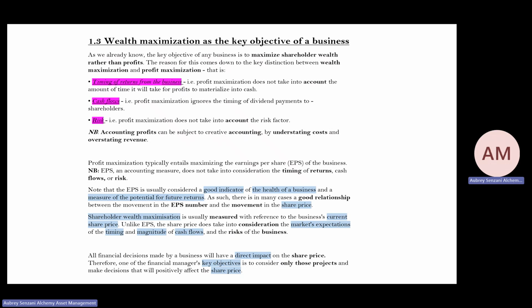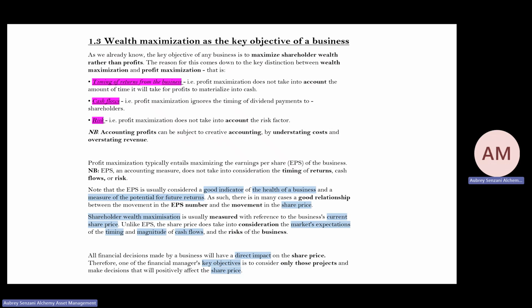Profit maximization does not take into account the risk factor. Okay, accounting profits can be subject to creative accounting, by understating costs and overstating revenues. Okay, then the next part of this very same slide, they're just emphasizing that profit maximization is typically measured by your earnings per share of the business. Okay, earnings per share, an accounting measure, does not take into consideration the timing of returns, cash flows, and risk.